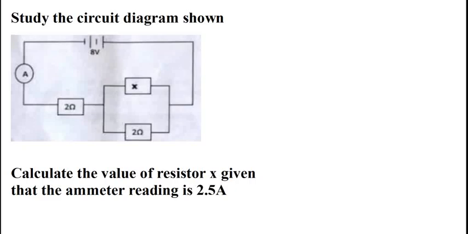So we have this circuit that is given right here. That was part of the question. So the question says, study the circuit diagram below, and we have to calculate the value of the resistor X, given that the ammeter reading is 2.5. So meaning, when you're talking about the ammeter reading being 2.5, at this point, what you're trying to say is that your current, I, is equal to 2.5 amps when you read here.